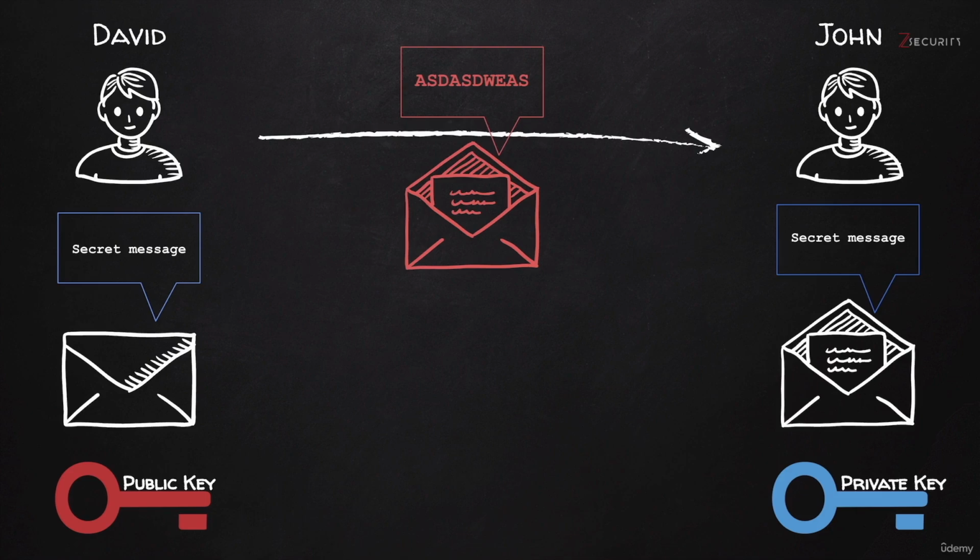The only problem here is that there is no way for John to verify that the message that they received has actually been sent from David. So like I said, for this to work, John needs to make their public key public. So getting the public key of John is easy.